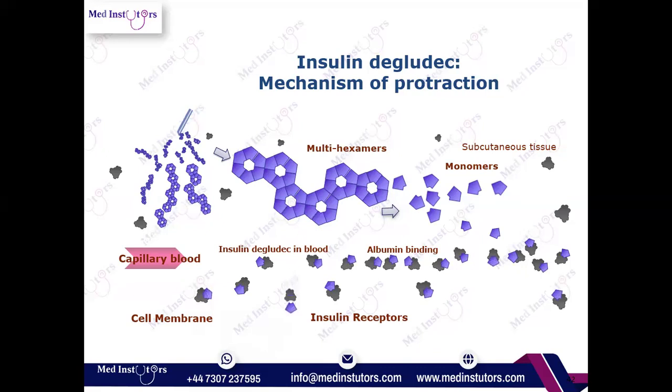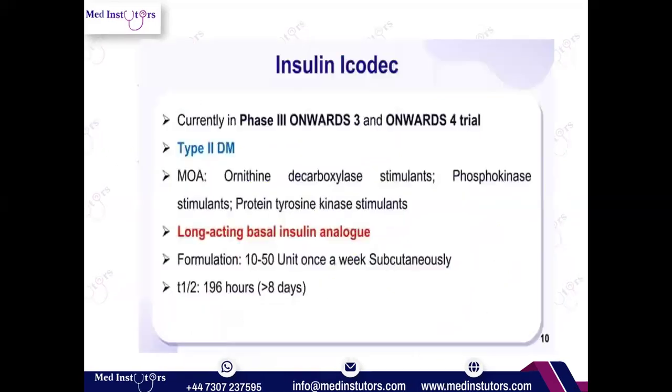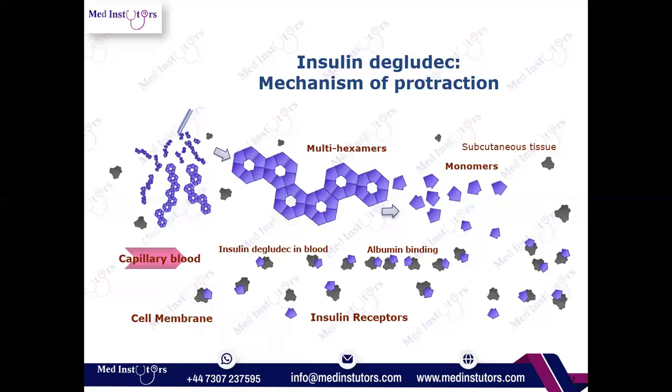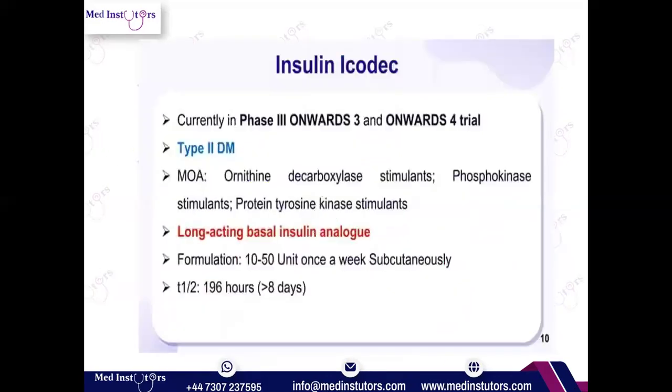And when they reach the insulin receptors, the insulin is released from the albumin. It binds to the insulin receptors in the cell membranes of the target organs, and the action happens. Okay, so you can see here that when insulin degludec is injected into the subcutaneous tissue, it forms multi-hexamers, and later on it is released into the capillary blood, where it binds to the albumin, and later on reaches the insulin receptors. It is released from the albumin, and the action happens. So that is insulin degludec.